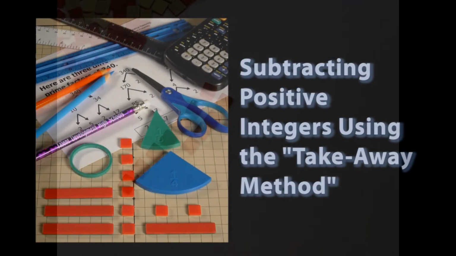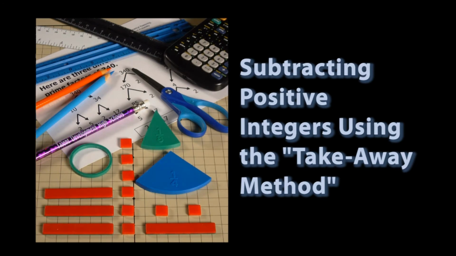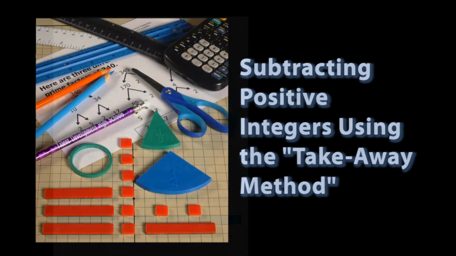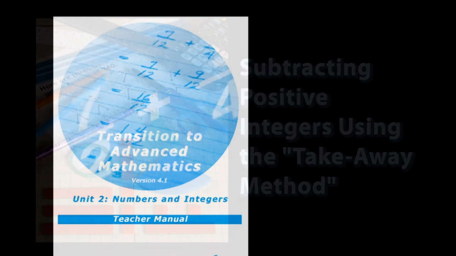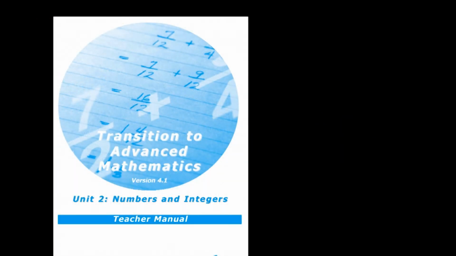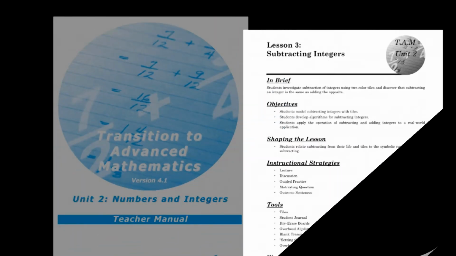I will now demonstrate how to subtract positive integers using the takeaway method. Teachers using Transition to Advanced Mathematics should find these demonstrations helpful because they mirror the type of modeling you can do in Unit 2, Lesson 3.